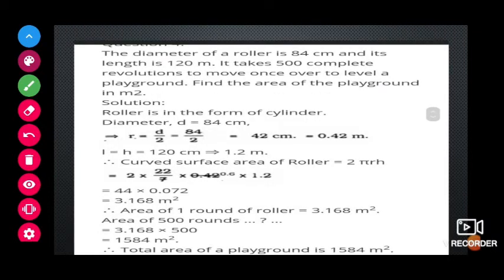The diameter of a roller is 84 centimeter and its length is 120 meter. It takes 500 complete revolutions to move 1/2 level a playground, and find.